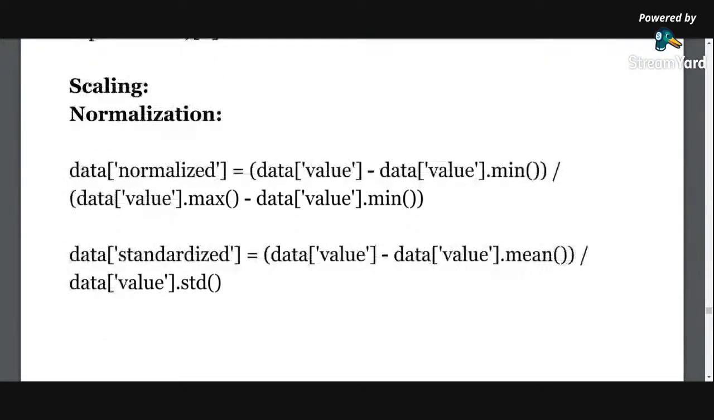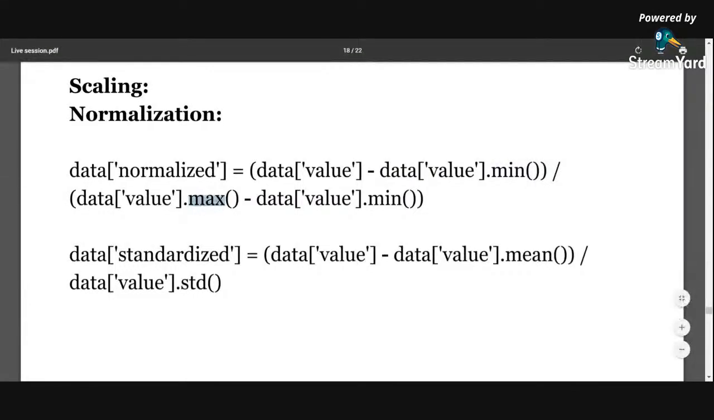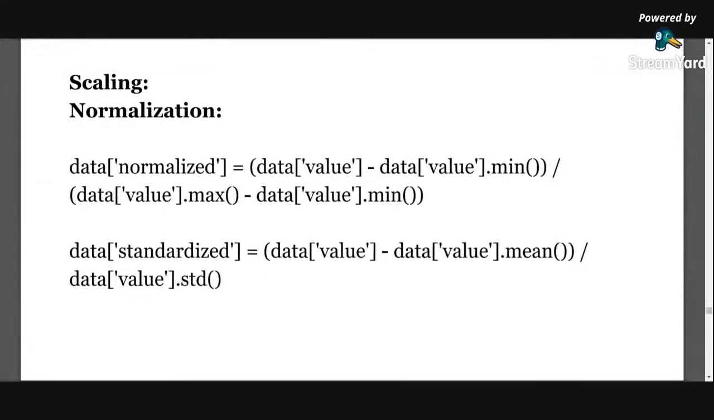Okay. So the next thing is scaling. Scaling is a procedure used to bring down all the values in a particular column to the same range. The first method in scaling is normalization. In normalization, we take a particular value, subtract the minimum from that value, and divide it by the difference between max and min. So here you can see data of value minus the minimum of the value, divided by the max of the value minus min of the value. In this way, all the values will be between 0 and 1.